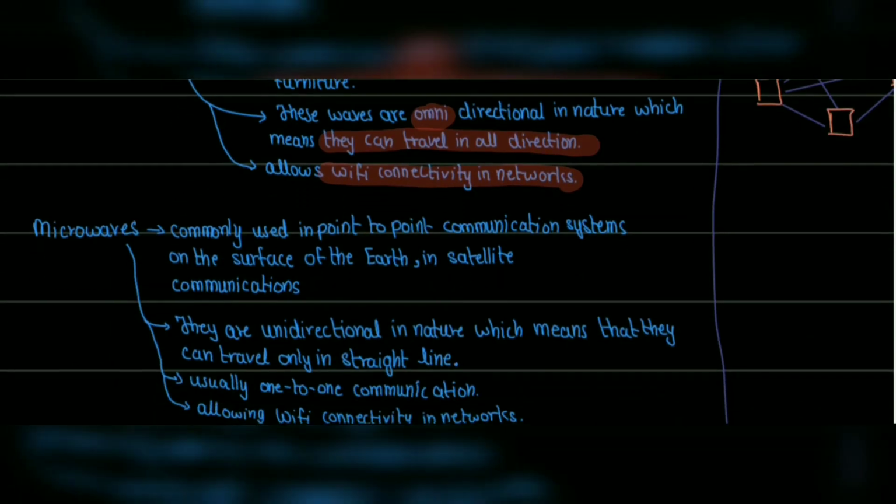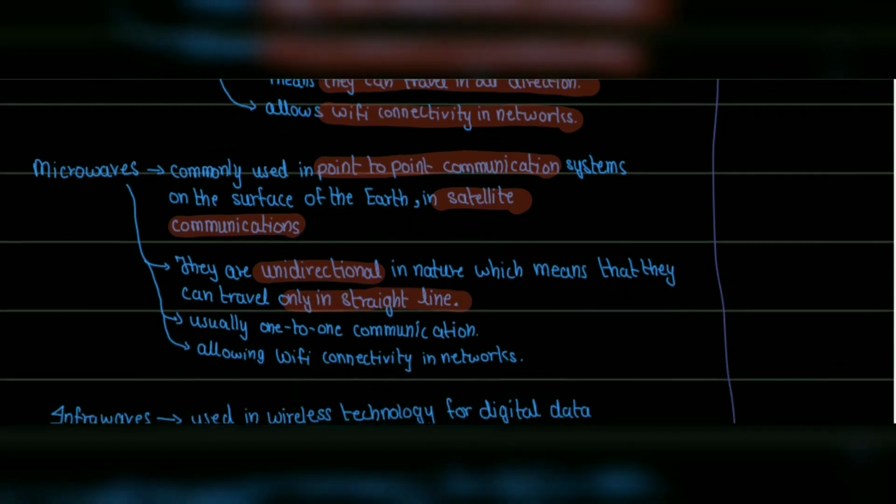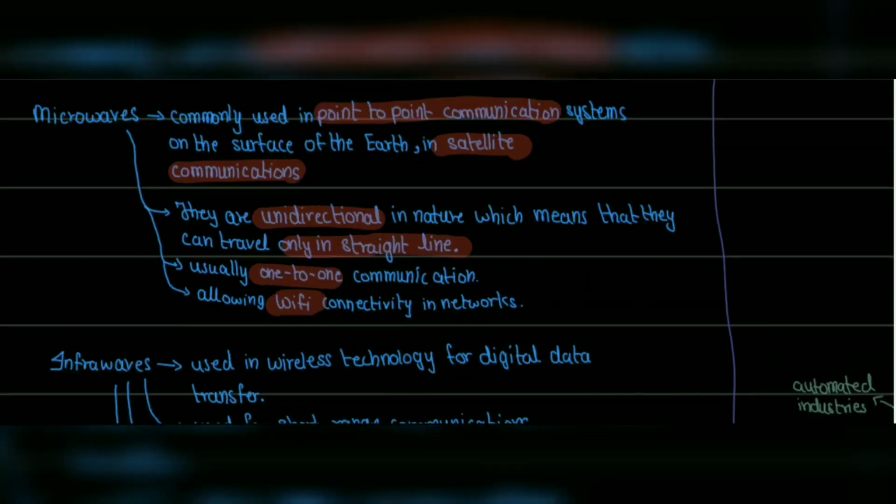And what are microwaves? Microwaves are used in point-to-point communication systems on the surface of the earth and in satellite communication. They are unidirectional in nature, which means that they can travel only in a straight line. Usually it is one-to-one communication.